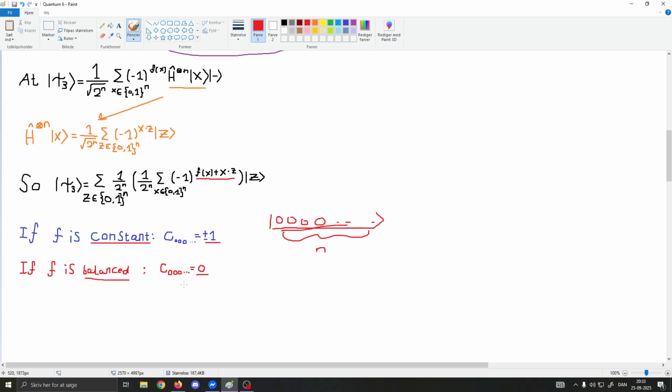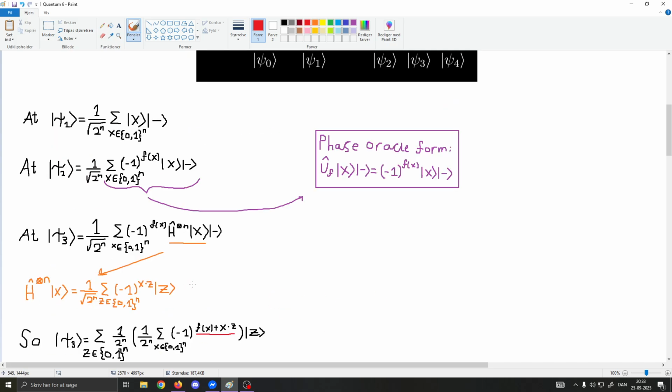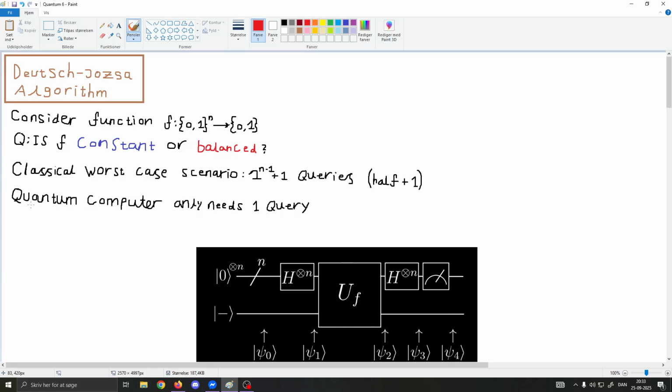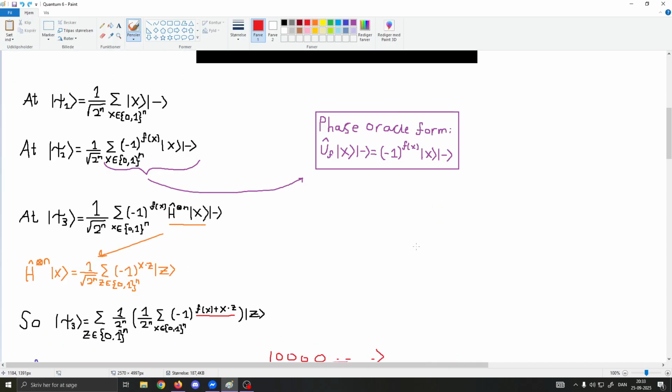And notice that this only requires a single measurement, which is why we say that this algorithm only needs to be queried once to determine whether or not the function f is constant or balanced, as opposed to the half plus one queries that we would need for a classical computer.